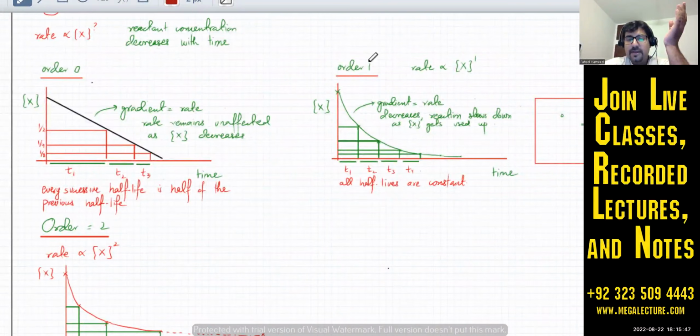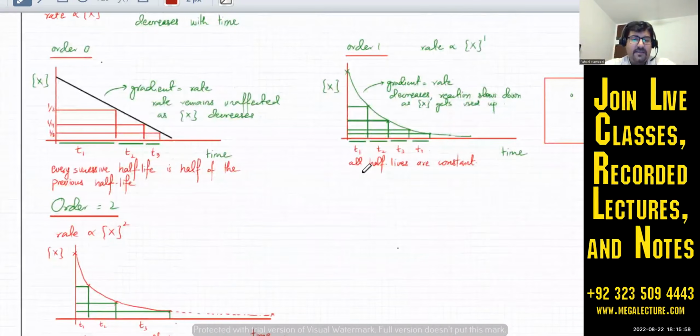Either that, or in order one the half-life becomes constant. Every time the concentration decreases, the reaction slows down. It takes longer and longer for it to finish. Or order two, you've seen graphs, so you have to remember that. How does the reactant concentration vary with respect to time? Is that clear? Now, is the half-life part clear?